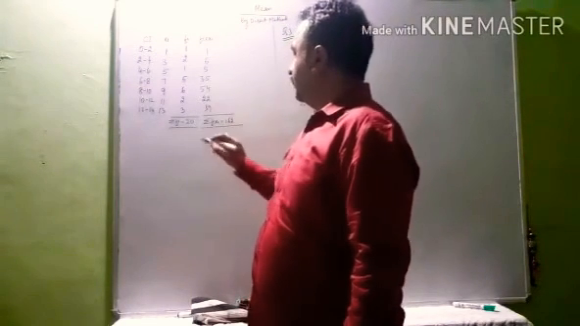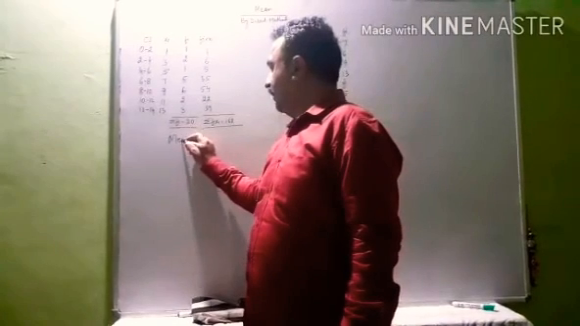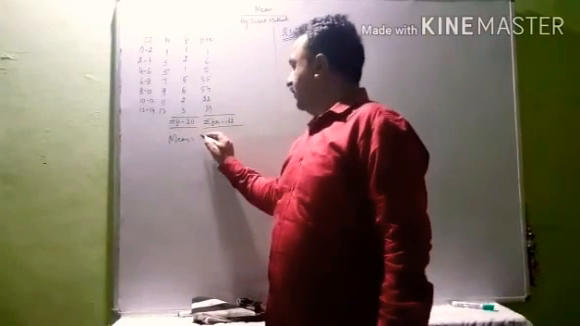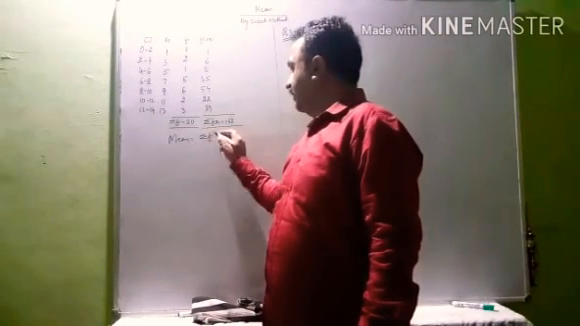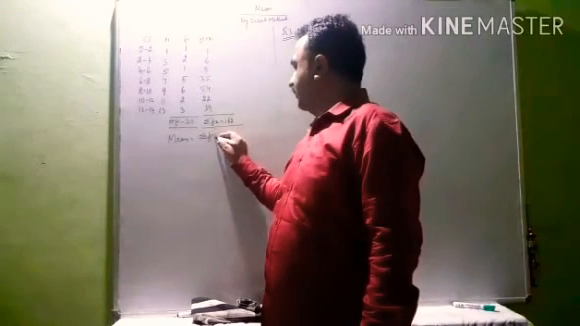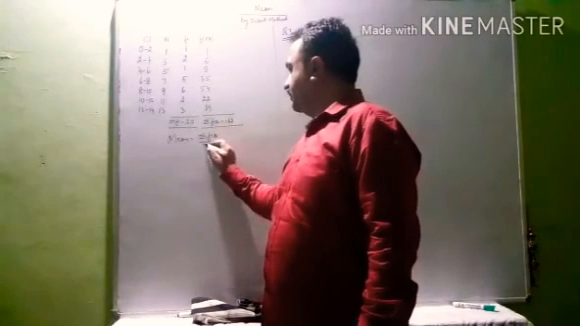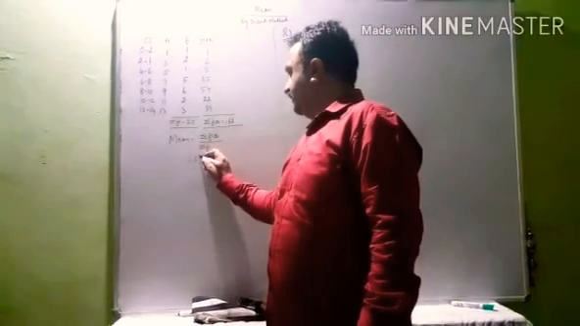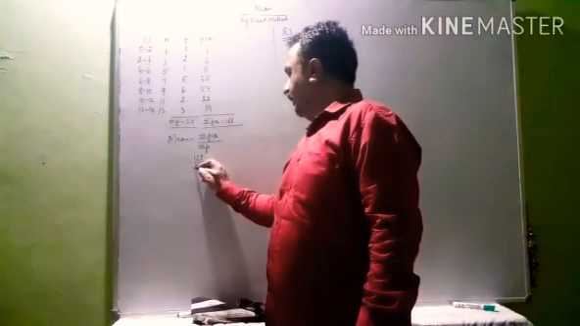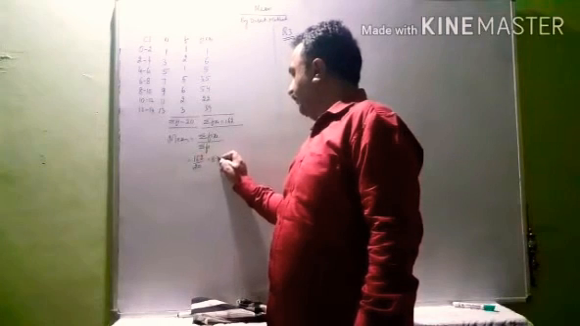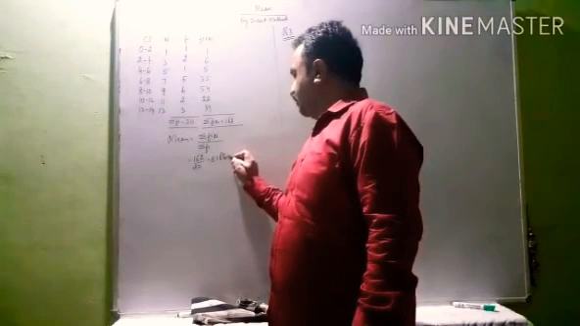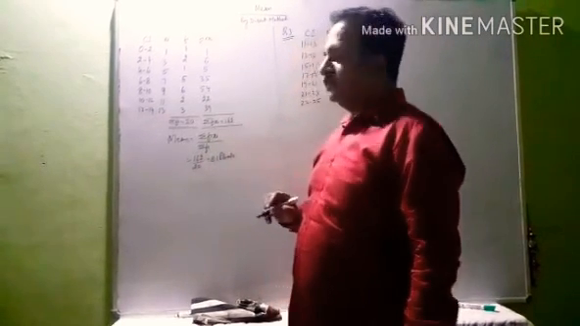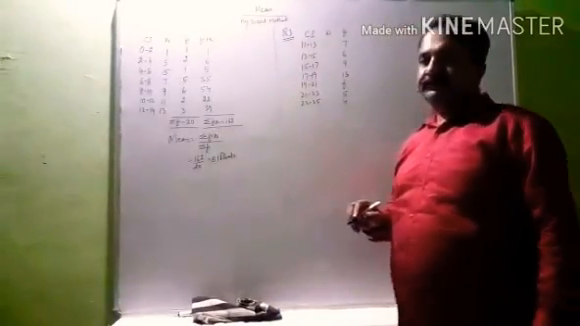162. So now use the formula mean, sigma fi xi upon sigma fi. So that is 162 upon 20, it is 8.1 plants. So average 8.1 plants are planted.